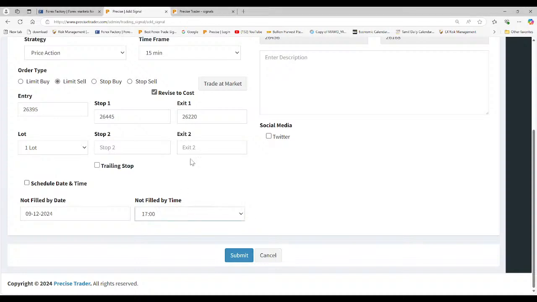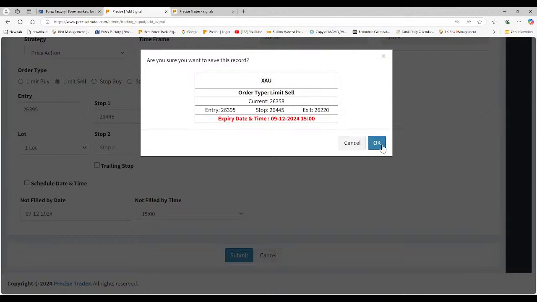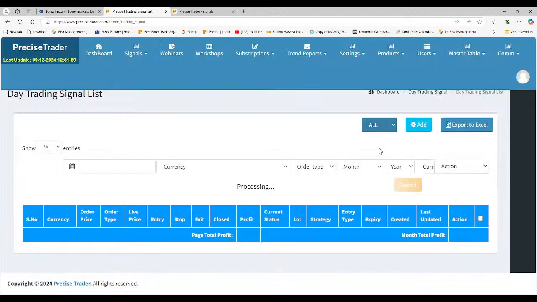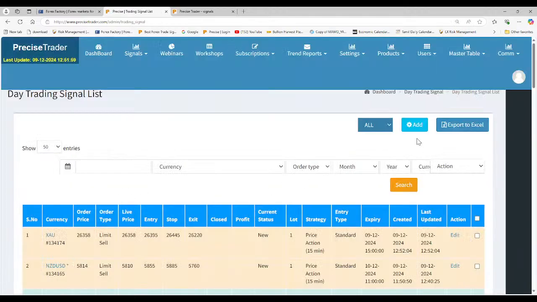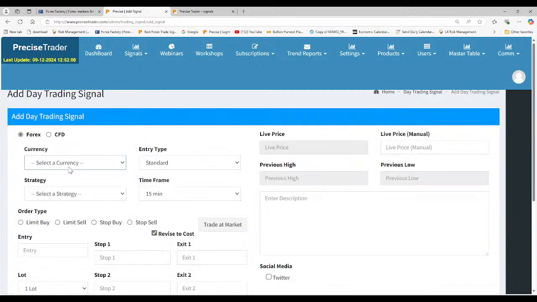Okay, so I think this one we will give until 3. We don't want to give, it's only 30 pips, so even I think 2 hours. Then what we will do is we will give one more selling order.